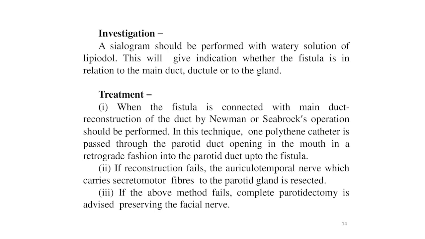Suture is performed using 6-0 silk and Dexon or Prolene, which are placed in the submucous coat of the duct interruptedly. If reconstruction fails, the auriculotemporal nerve, which carries the secretomotor fibers to the parotid gland, is dissected. If the above method fails, complete parotidectomy is advised, preserving the facial nerve.